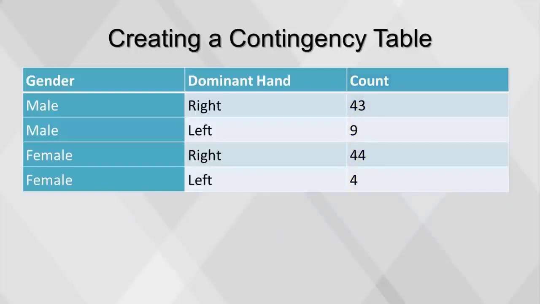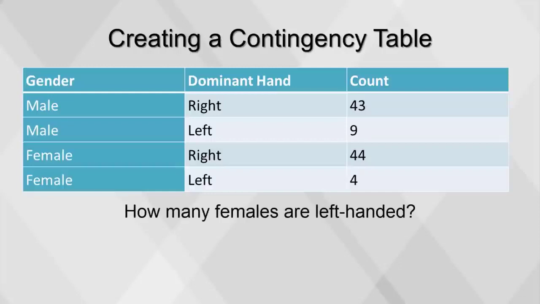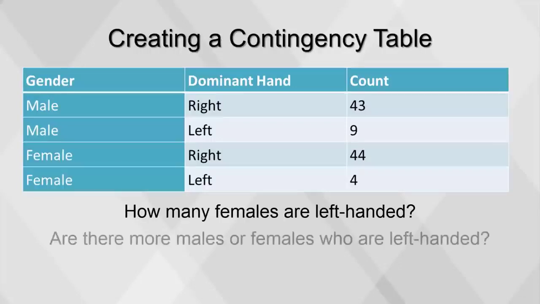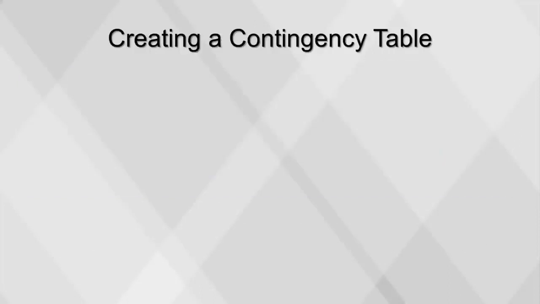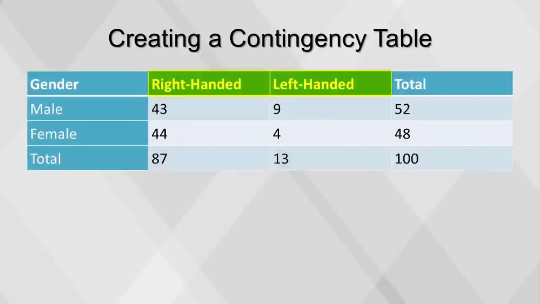At this point, we can extract information regarding the quantity of each combination, allowing us to answer basic questions such as how many females are left-handed, and are there more males or females who are left-handed. Next, we perform a crosstab on the result, moving the dominant hand to the horizontal axis. This will make interpretation of the results much easier and allow us to easily calculate totals along each dimension.